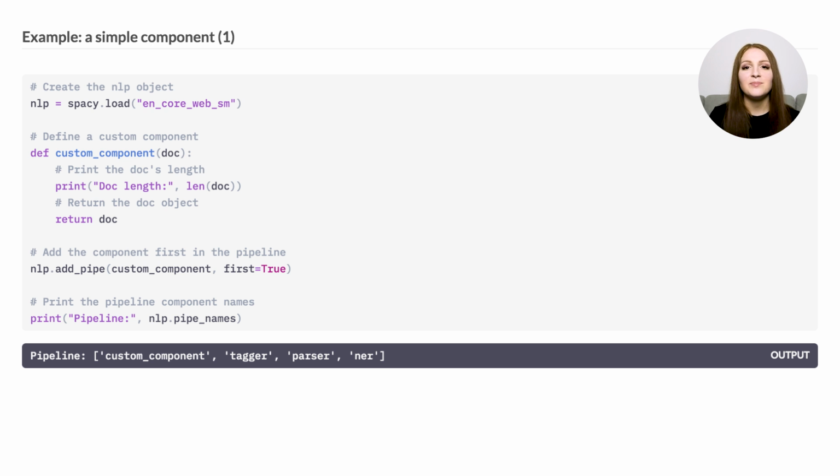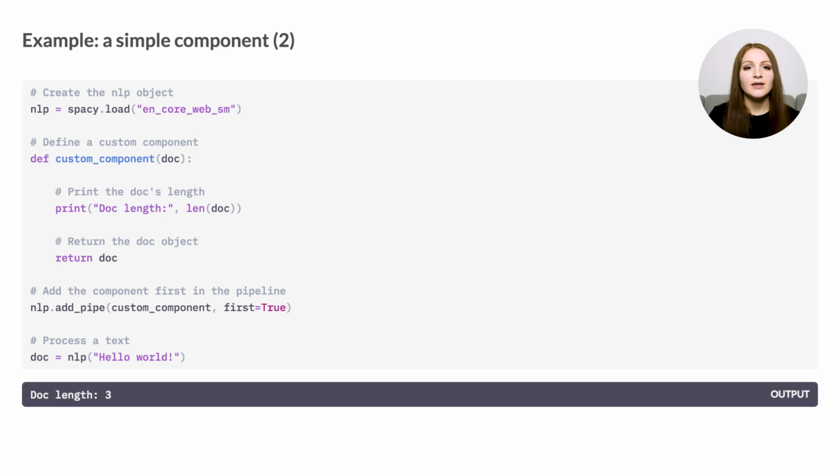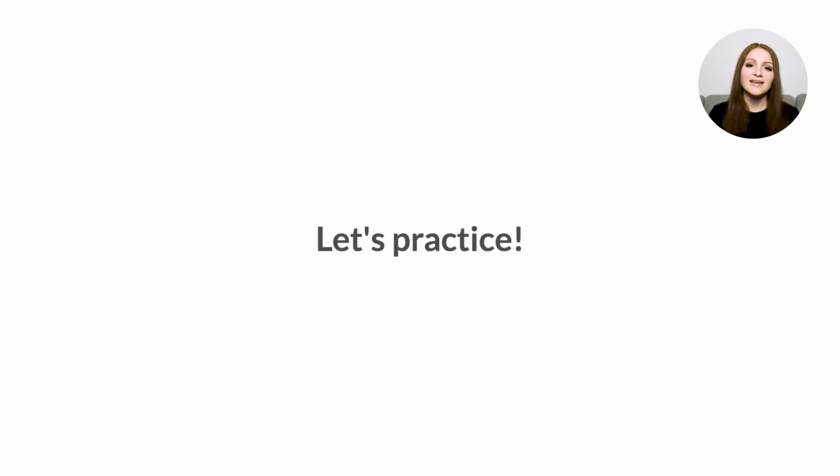We can now add the component to the pipeline. Let's add it to the very beginning right after the tokenizer by setting first equals true. When we print the pipeline component names, the custom component now shows up at the start. This means it will be applied first when we process a doc. Now, when we process a text using the nlp object, the custom component will be applied to the doc and the length of the document will be printed. Time to put this into practice and write your first pipeline component.